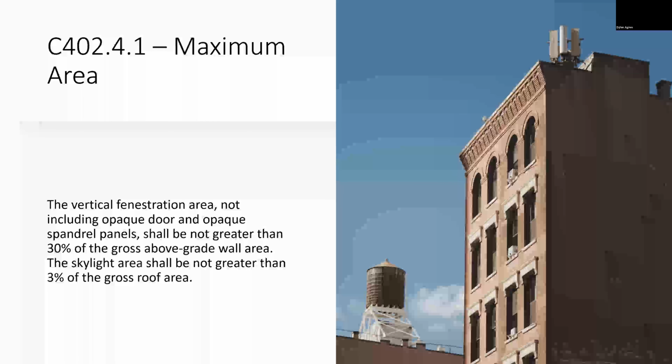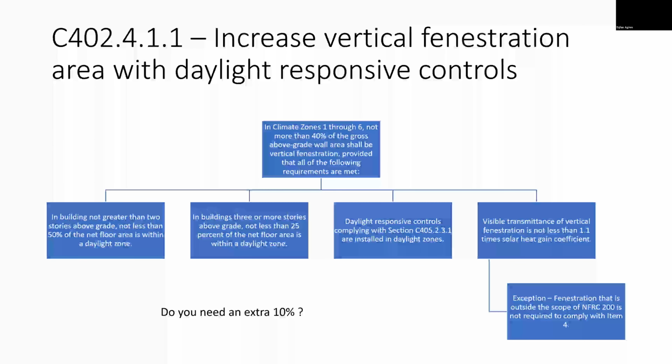So now we're taking all our daylight zone calculations, because we found out where the windows were and if they qualify or not. And now we're going to check: hey, are we violating fenestration compliance? So, increase vertical fenestration area with daylight responsive controls. Basically, the main thing to ask yourself when you get to this section is, do you need the extra 10%? If you do, then yeah, go through this prescriptive requirement. If you don't, then skip it.